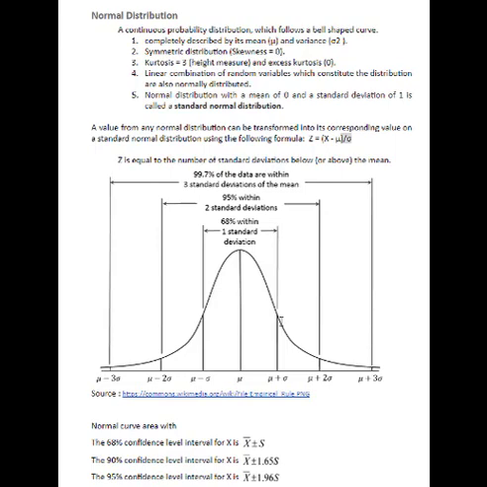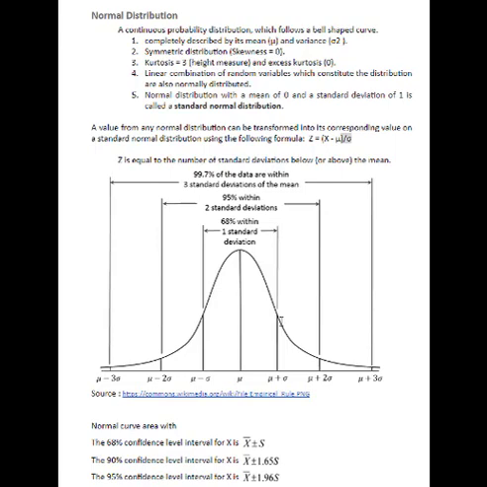A linear combination of random variables which are normally distributed also forms a normal distribution. This is an important concept when we talk about multivariate distributions, where multiple variables are involved and they themselves are normally distributed. So the combination of them also forms a normal distribution, which we're going to talk about later.